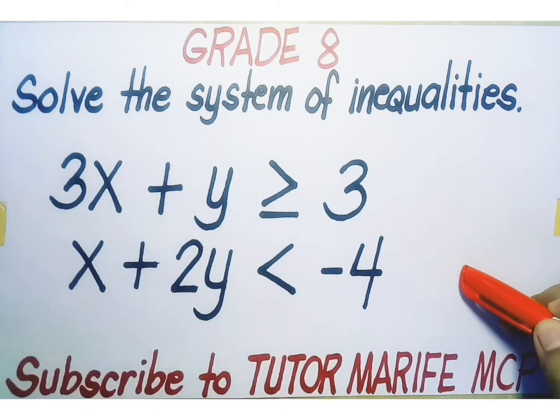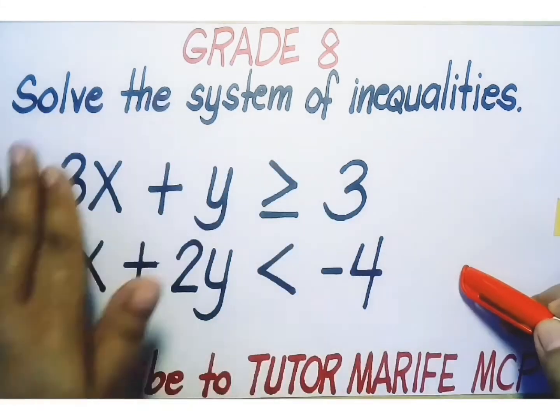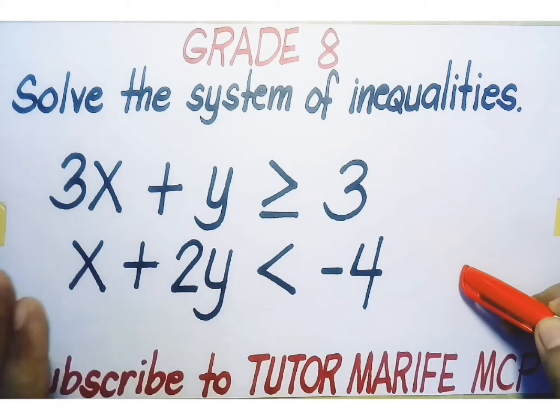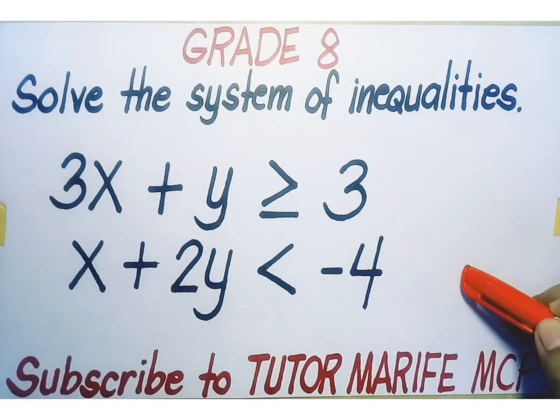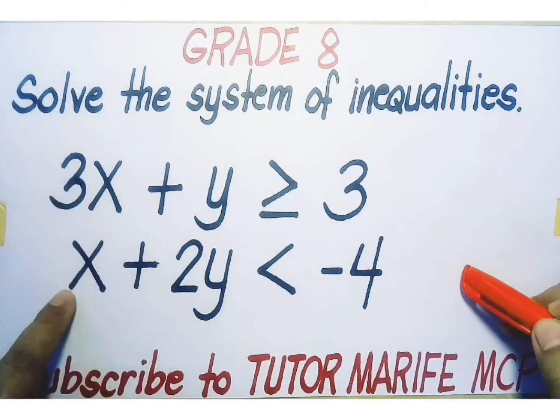So when we say intersection region of all the solutions in the system, we refer to the intersection of the corresponding half planes. Note that the x and y coordinates of all the ordered pairs in the intersection region should satisfy both the inequalities in the system.